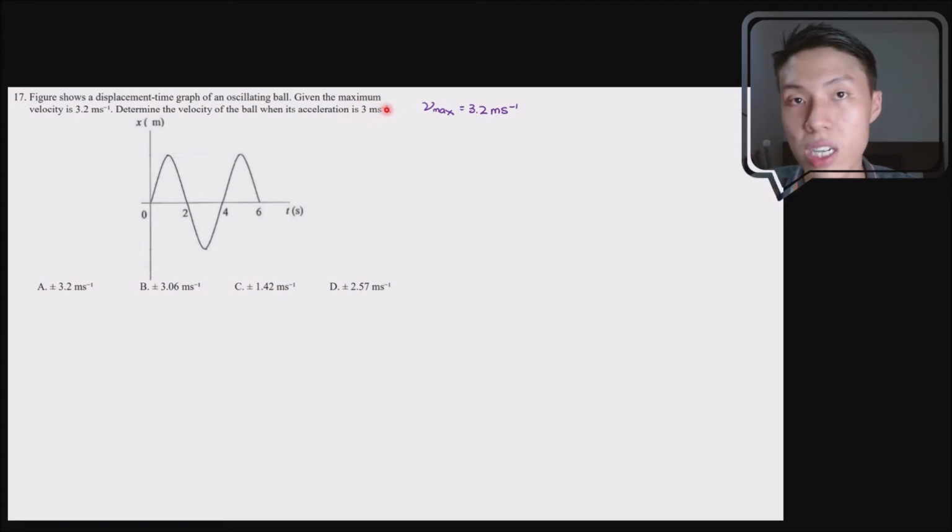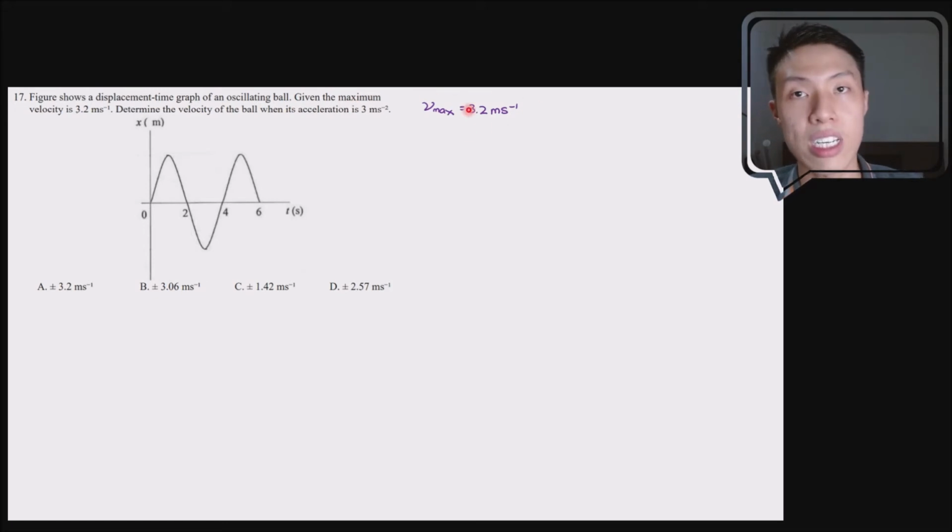And this question is interested to find the velocity of the ball when the acceleration is 3 meter per second square. It's a specific moment, a specific position that they are asking for the velocity of the ball. And at that position or at that moment, the acceleration is 3 meter per second square. So I think of this 3 meter per second square as part of the question, not a property of the simple harmonic motion itself.